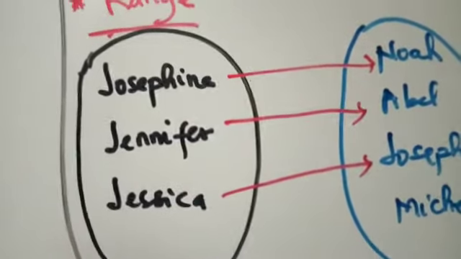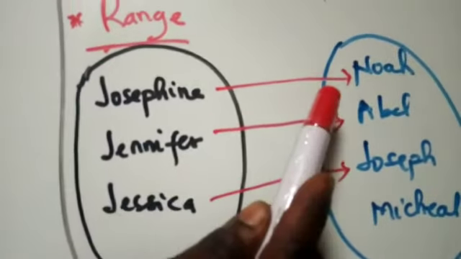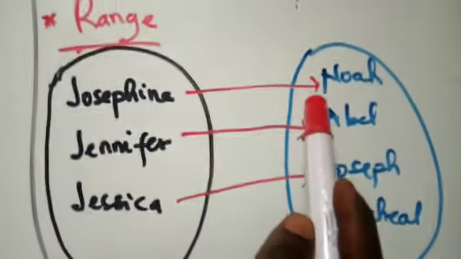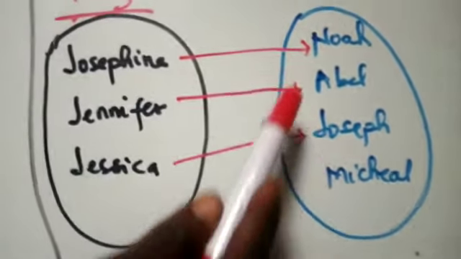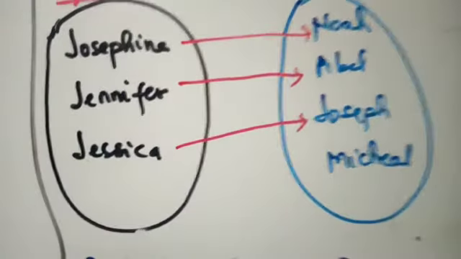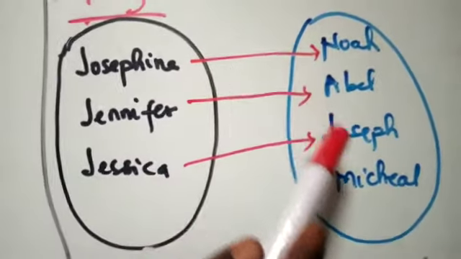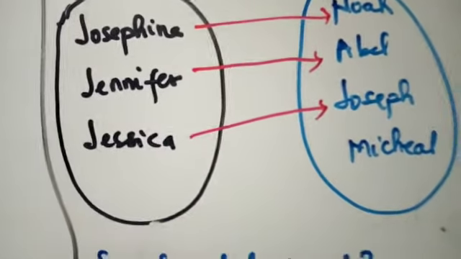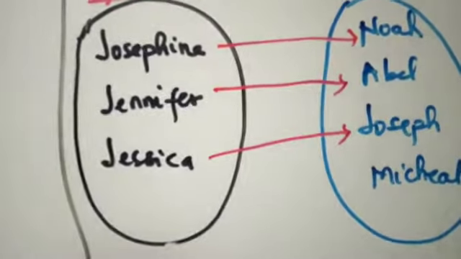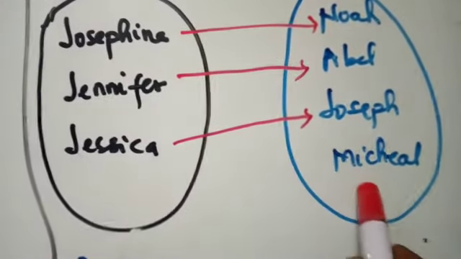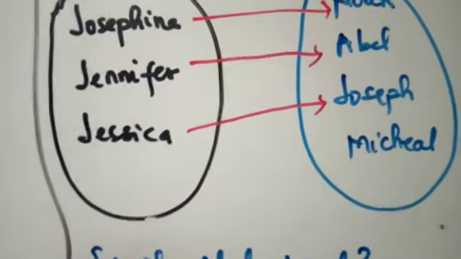Now, if you heard my definition clearly, what is the range over here? The range will be Noah, Abel, and Joseph. But in this case, we have four guys in the codomain. Four guys are in this town, but only three of them belong to the range. Why? You can see this guy here, Michael, has no partner. So Michael is not qualified to be part of the range.